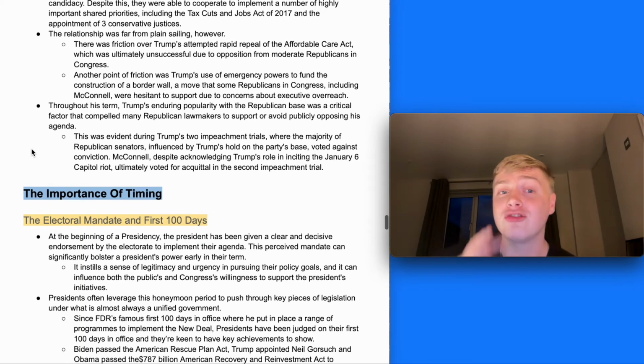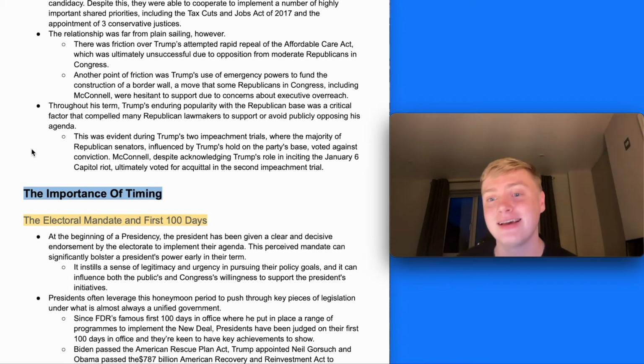Throughout his term, though, Trump's enduring popularity with the Republican base and the majority of Republican voters was critical in allowing him to have influence over Republican lawmakers who didn't want to publicly oppose his agenda, as it would result in them being very unlikely to get re-elected.